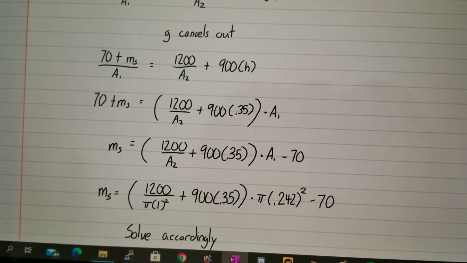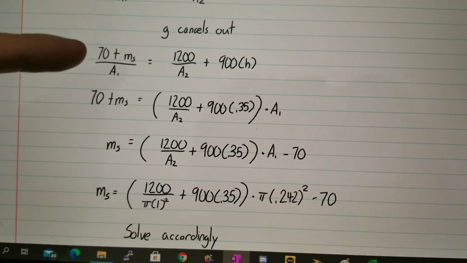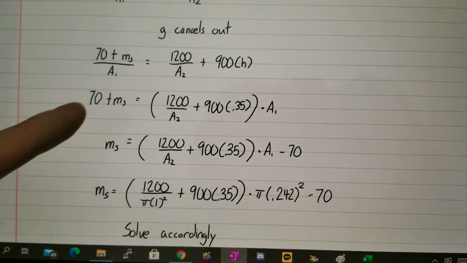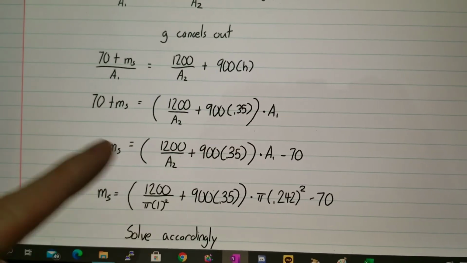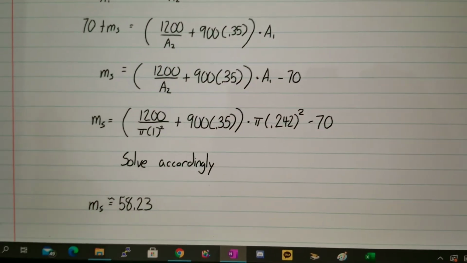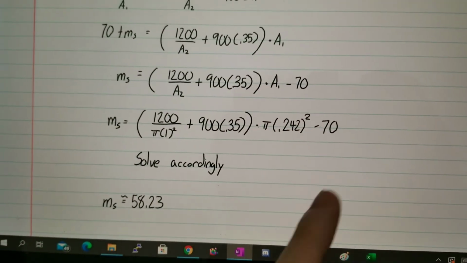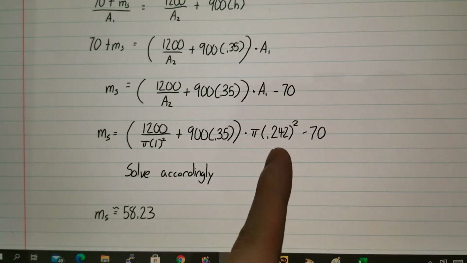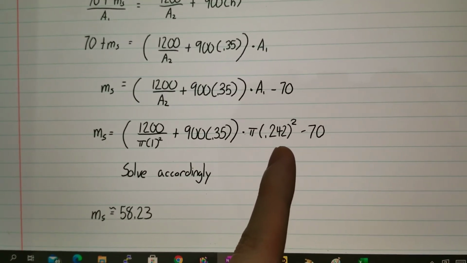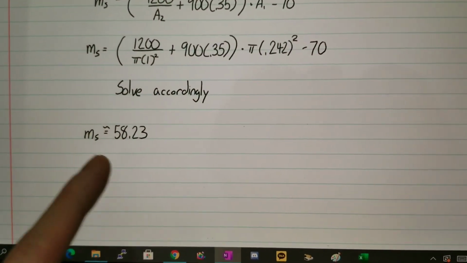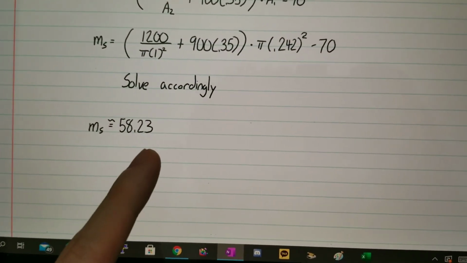The next step is a lot easier because all we have to do is isolate out the mass of the mystery student right here. So multiply out A1, subtract out 70, and then plug in every value that we know. And note, for A1, we solved that earlier, so it's pi r squared, but that r that we found earlier is 0.242. And if we plug in everything correctly, the mass of the mystery student should be 58.23.